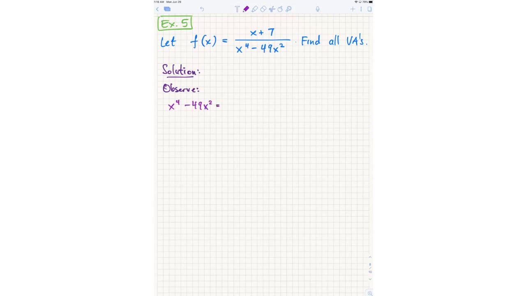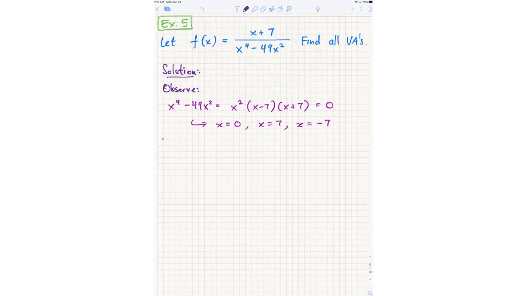If I fully factor this, I factor out an x squared at first, and then I get x squared minus 49, which is a difference of squares. So fully factored, this gives us 3 possible vertical asymptotes: x equals 0, x equals 7, and x equals -7. Now which of these are vertical asymptotes?